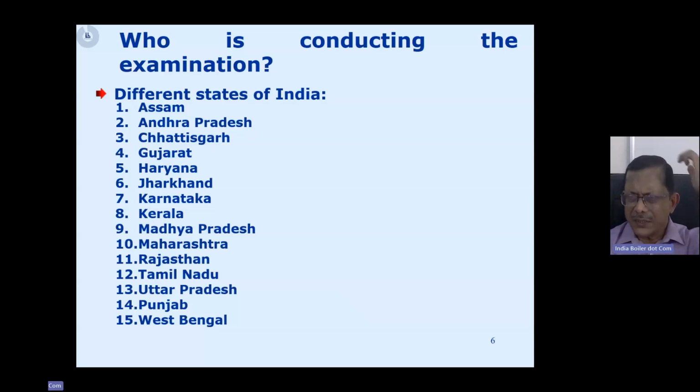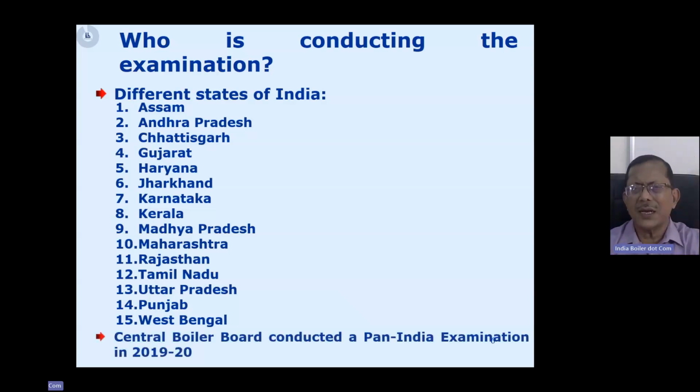In 2019 and 20, it started in 2019, the written examination was conducted in 2019 and the Viva was taken in 2020. Central Boiler Board has also conducted this examination pan-India. Pan-India means people from every state were eligible to appear for this examination, and the examination centers were also located almost in every state where there is a Boiler Board. So this is what you are looking for if you are an aspiring candidate of BOE certificate examination, right? You should look for all the states who are conducting this examination.